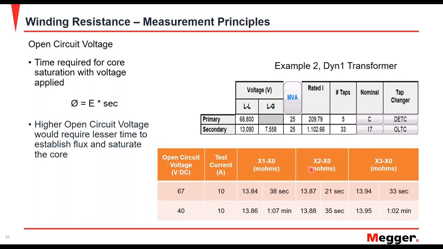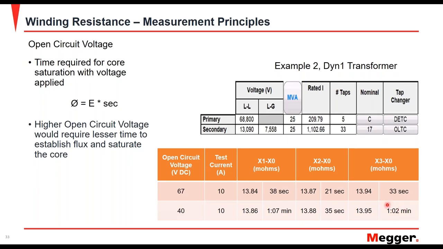So all three measurements on the low side were made, where we got a 13.86 milliohm value for A phase in a minute 7 seconds. Similarly, for the B phase, you had 13.88 milliohms in 35 seconds, and then you had 13.95 milliohms in a minute and about 2 seconds.